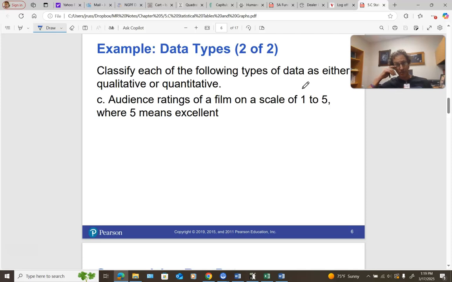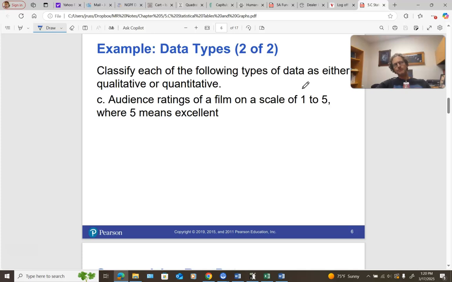So the data is numerical. However, this is not quantitative data. It is qualitative, because although the data is numerical, those numbers are only used to represent qualities. So when somebody says that they rate the movie a 5, that just means they're saying that it's excellent. So they're describing it with that quality, excellent, okay?